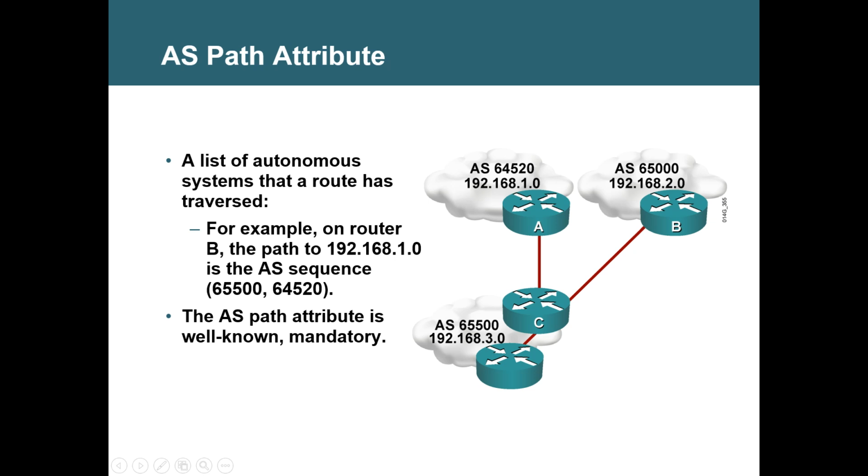Yes. So when it comes to AS path, do we have any limitations, like BGP can learn only 20 AS numbers, or 10 AS numbers? No, right? There is no such limit.